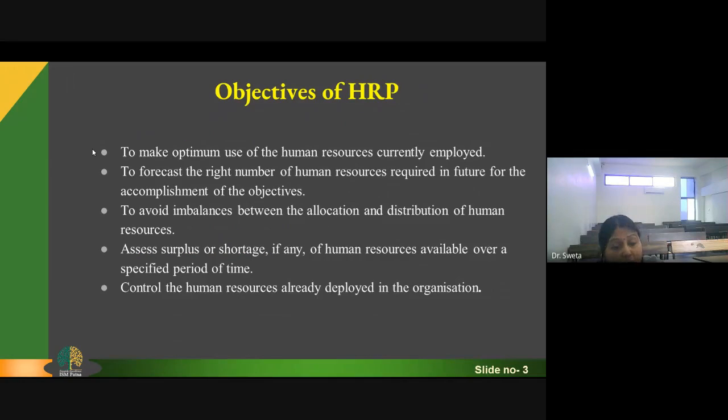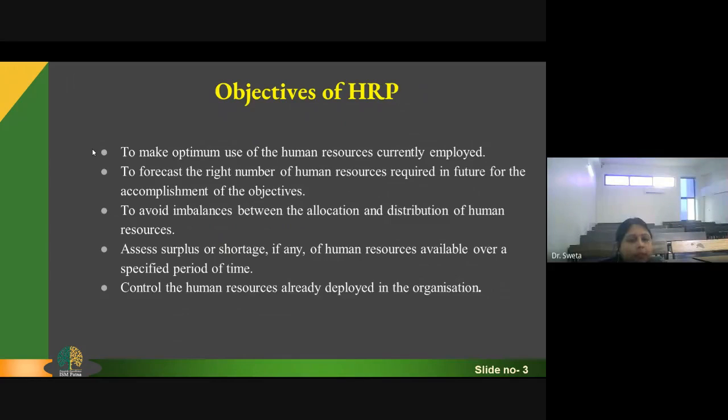Talking about the objectives of HRP, whatever human resources we have in our organization, we need to make their optimum use. Because if we are not making the maximum use of the human resource currently employed in an organization, that is a kind of waste of our resources. So we must ensure that we can maximally optimize the human resources in the organization.